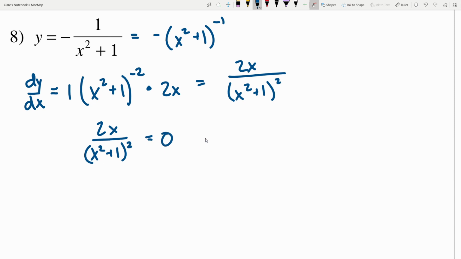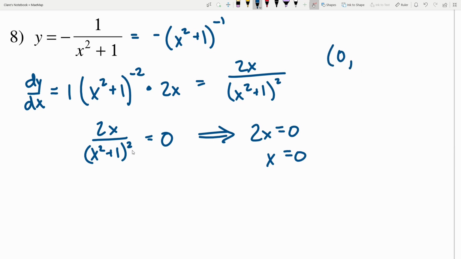So we just need to see, when does 2x over x squared plus 1 squared equal 0? Well, that's going to happen when 2x equals 0. When that numerator equals 0, this overall fraction will equal 0. And that occurs when x equals 0. So we have one point, x equals 0. We just need to find that y coordinate now.